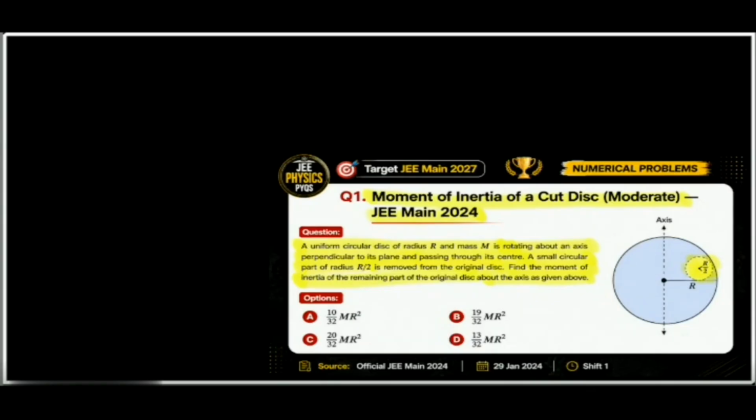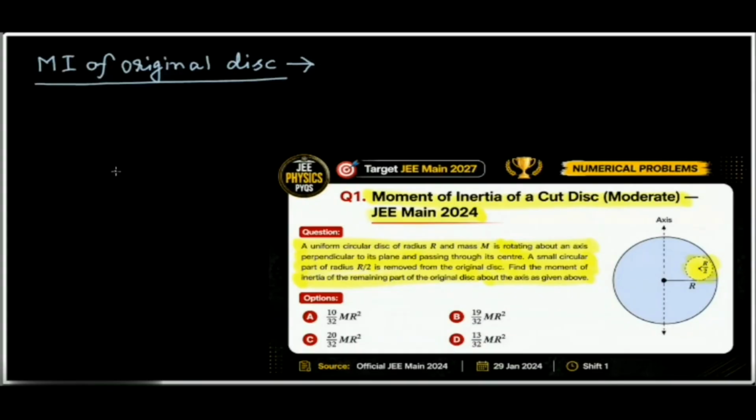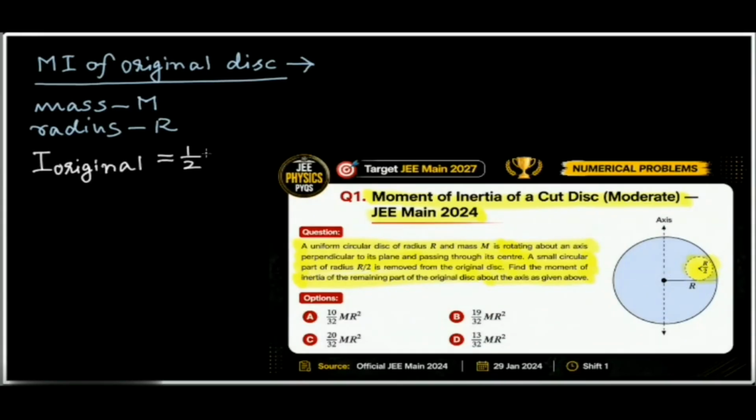Treat the remaining disk as the original disk minus the removed circular part. Let's find the moment of inertia of the original disk. For a uniform disk of mass m and radius r, the moment of inertia about an axis through its center and perpendicular to its plane is given as I original equals half mr square, the same as 16 by 32 mr square, written for convenience. Next, let us find the mass of the removed disk.